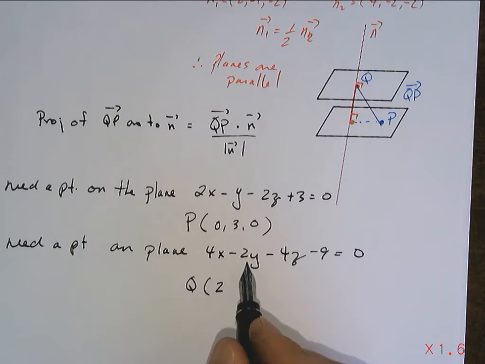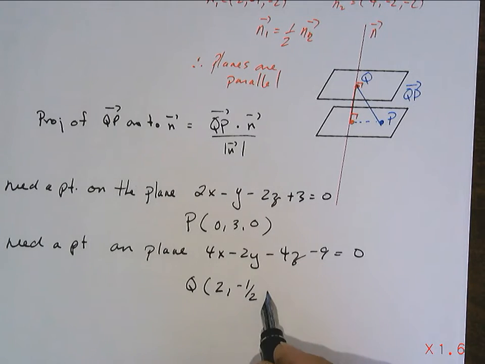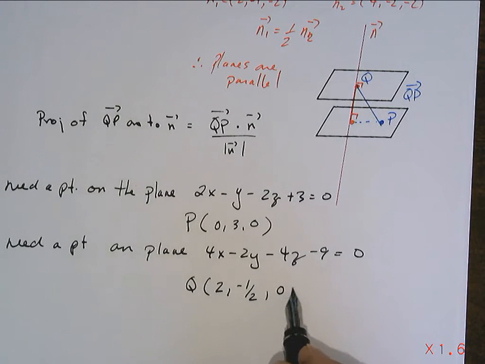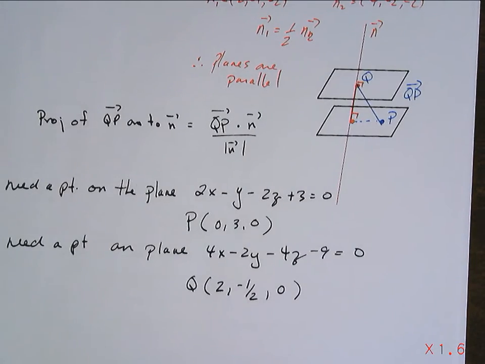Why don't I do negative 1/2 of these? And that'll give me 8 plus 1 is 9. And then I'll put 0 in for z, and lo and behold, we'll have something cool there.